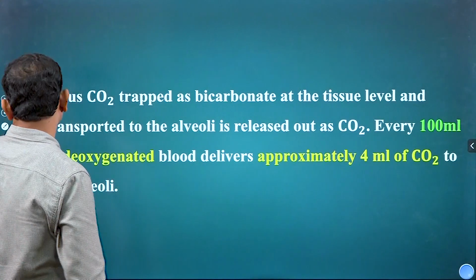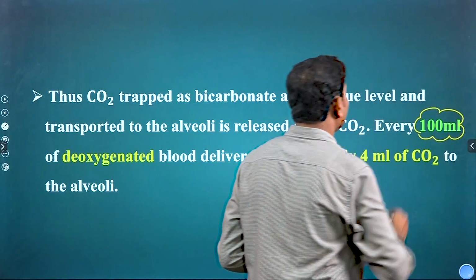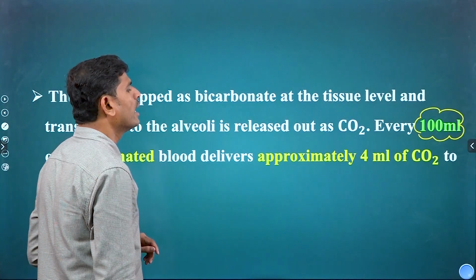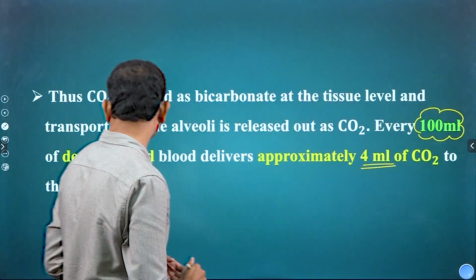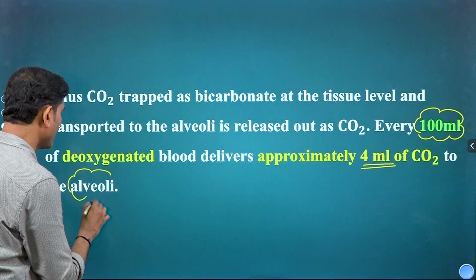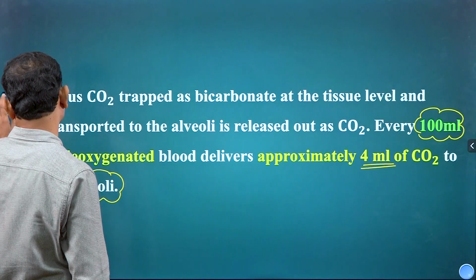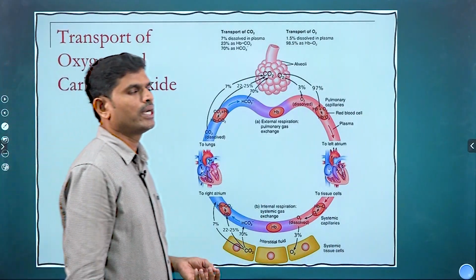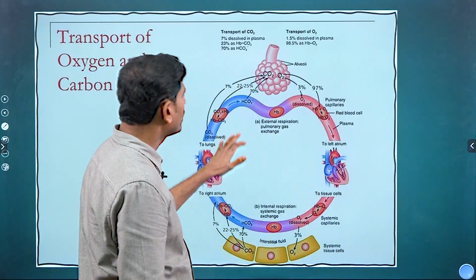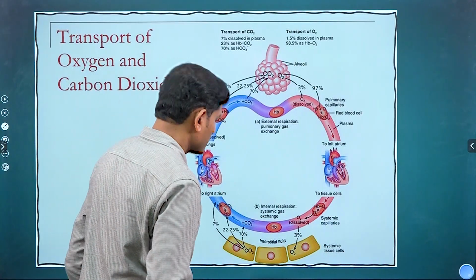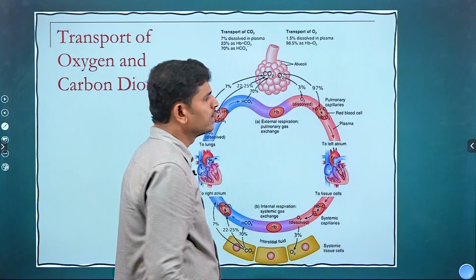So the final conclusion is, every 100 ml of deoxygenated blood delivers approximately 4 ml of CO2 to the alveoli. Onwards it will escape to the outside environment. For oxygenated blood, it is 5 ml of oxygen; we also saw that calculation. Now finally, the conclusion is here: we can see from the alveoli, the partial pressure of oxygen is higher.